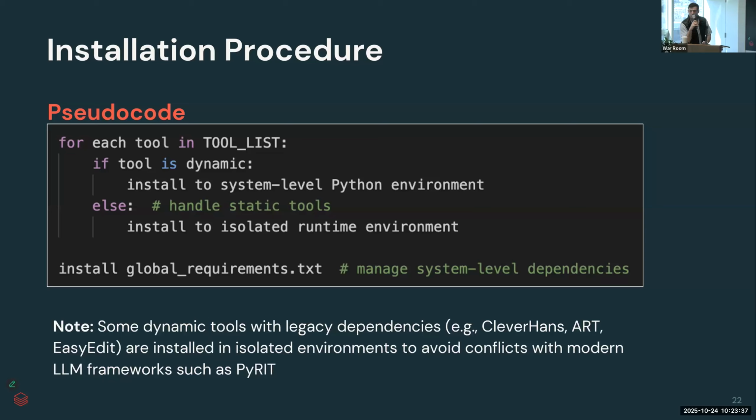But I should note that there are some tools that, according to our definition, would be dynamic tools. These are mostly used for classical adversarial ML testing. They have a lot of legacy dependencies. So for that reason, they weren't able to be included in the system level Python environment, but they have their own Python virtual environments. They can be used, just maybe not invoked directly from a managed notebook service where there's one Python interpreter.